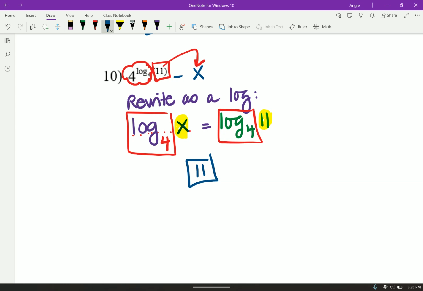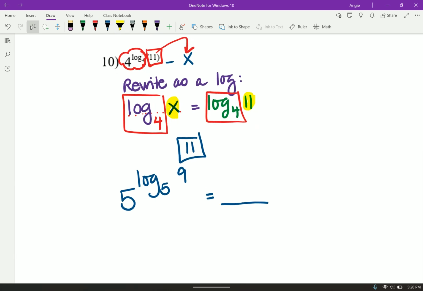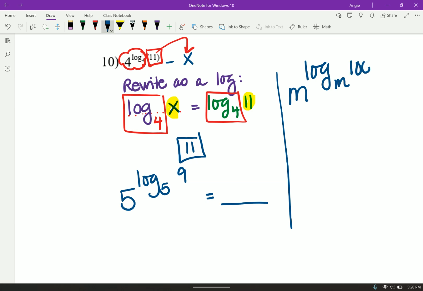So I want you to try a couple of examples. What if I have 5 to the power of log base 5 of, let's say, 9? What is the answer to that? Give me that answer really quickly, and then let's do 2 more. M to the power of log base m of 100. Give me that answer. And then one more: 10 to the log base 10 of 95. What is that answer? All right, give me those 3.